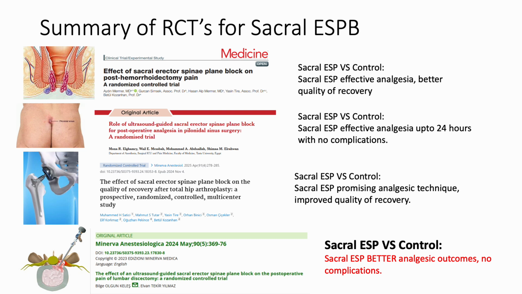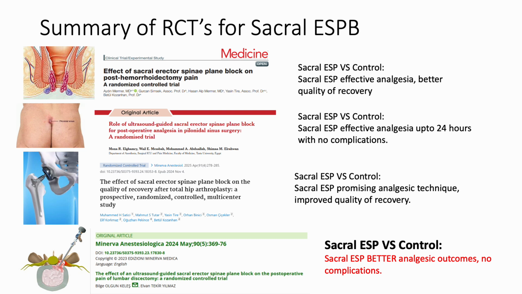This is a summary slide of all the randomized controlled trials of sacral erector spinae plain block. In the first trial, sacral ESP block was compared with control for post-hemorrhoidectomy pain. Sacral ESP provided effective analgesia and better quality of recovery. In another trial where sacral ESP was compared with a control group for pilonidal sinus surgery, sacral ESP provided effective analgesia up to 24 hours with no complications.